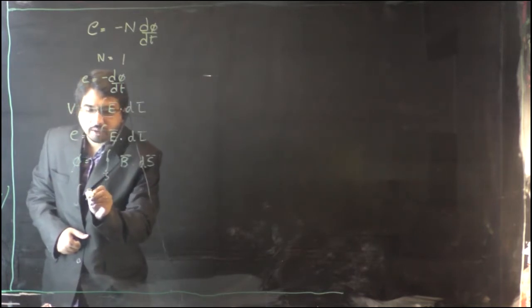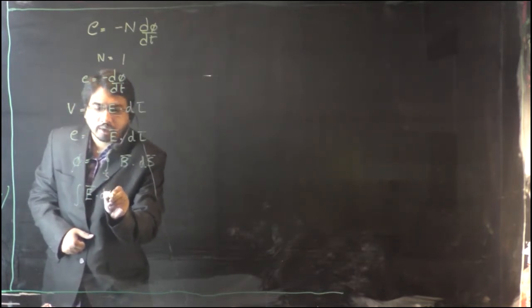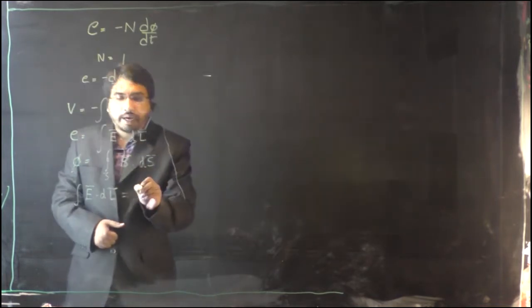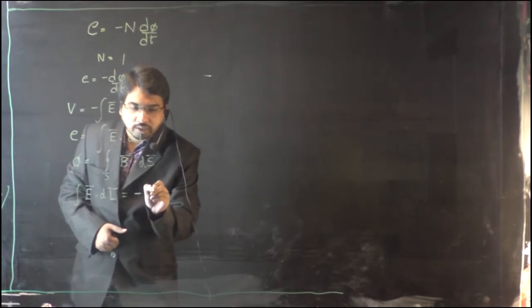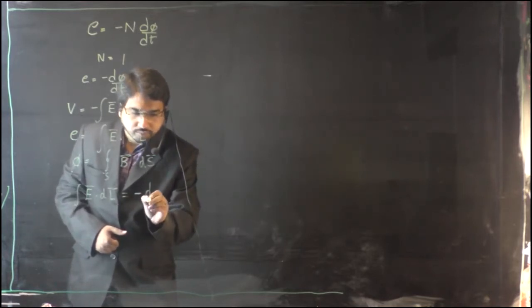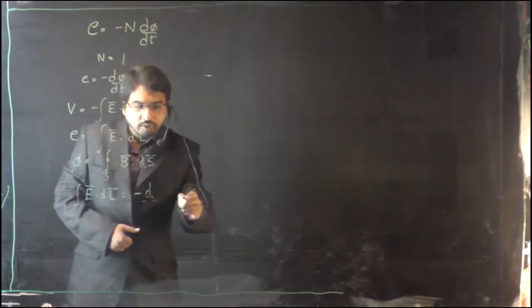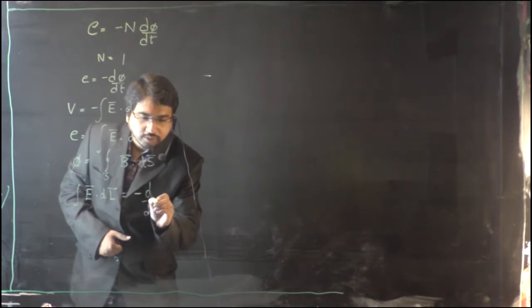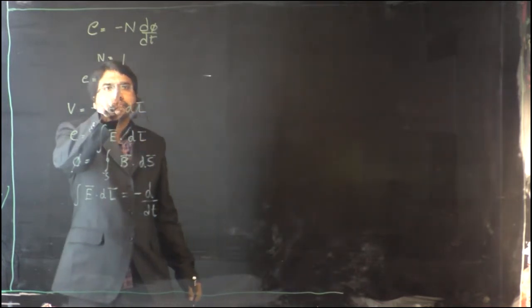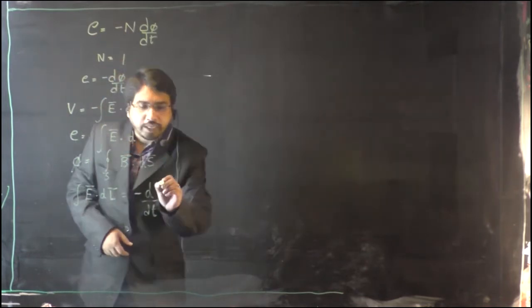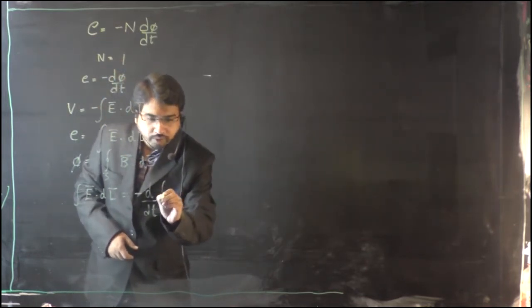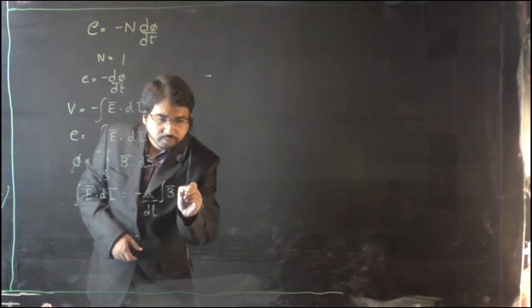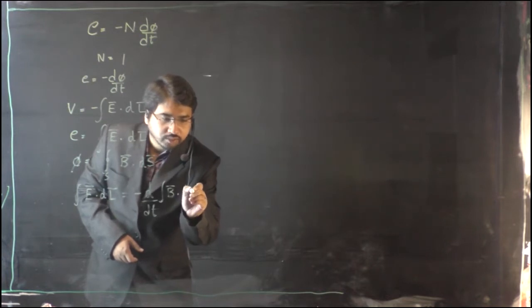Integral E bar dot dl bar is equal to minus d by dt of what is the phi value? Phi value is integral B bar dot ds bar.